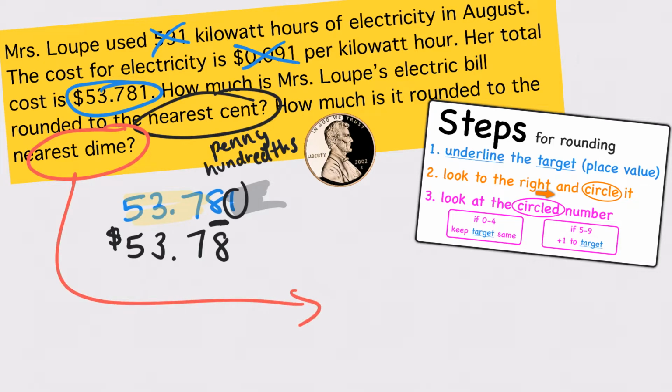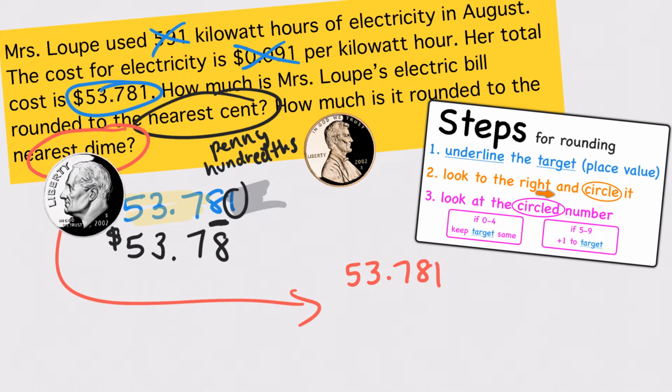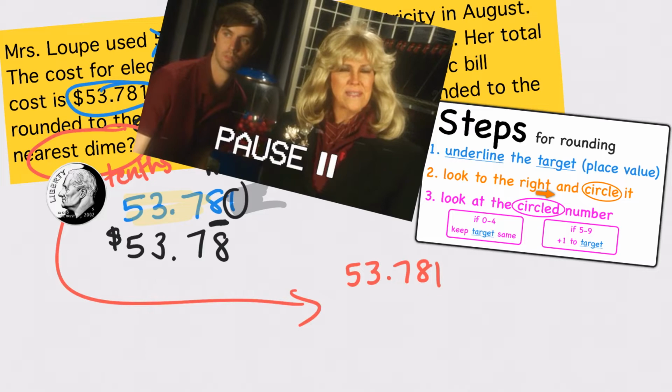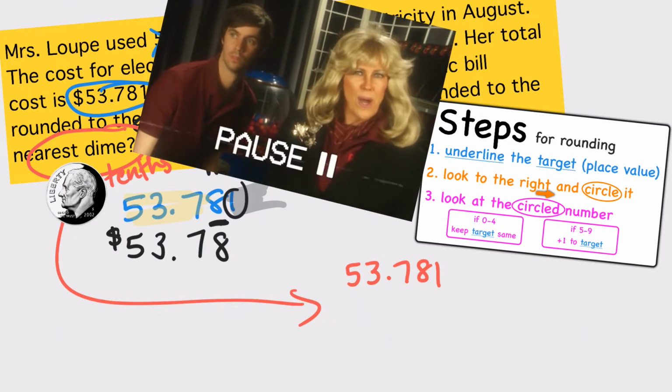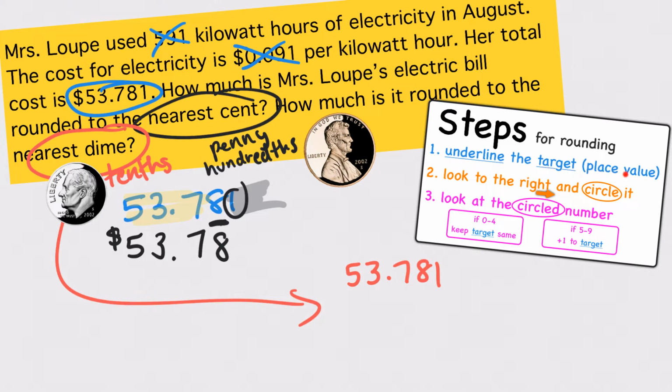Now let's try this part. Let's round it to the nearest dime. So I'm going to rewrite that original number. Okay, and again, I got that from right here. That was the original number. And we're rounding to the dime. Well, it takes 10 dimes to make one whole, so that means the dimes place is the tenths place. So we're going to round this number to the tenths place. And again, I want you to pause the video here so you can try it on your own and then unpause to check it.